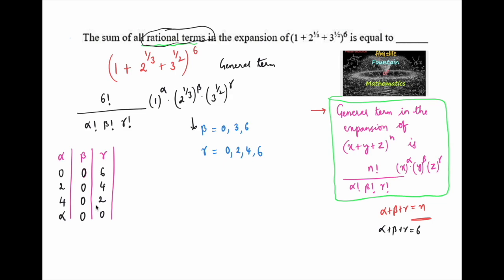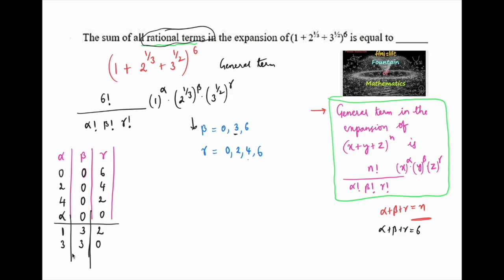So these are the 4 different possibilities when beta is equal to 0. And similarly when beta is equal to 3, we can write gamma is equal to 6 is not possible, 4 is also not possible. If gamma is equal to 2, then alpha is equal to 1. Again beta is equal to 3. If gamma is equal to 0, then alpha can be taken as 3. So only 2 possibilities with the 3.